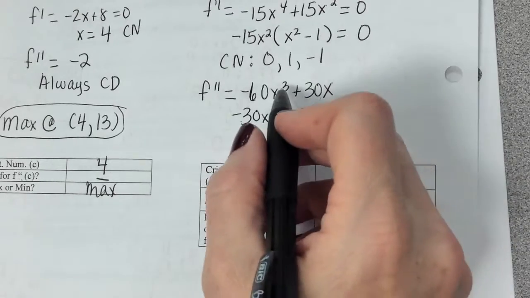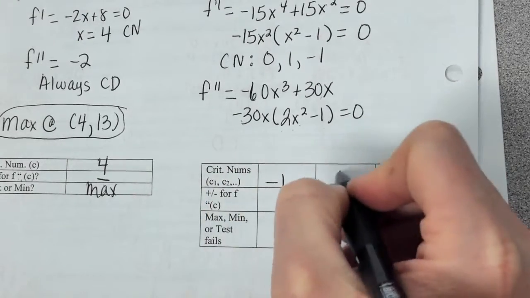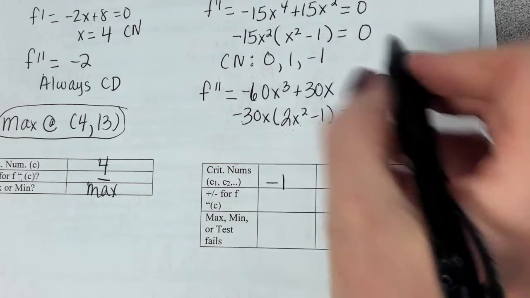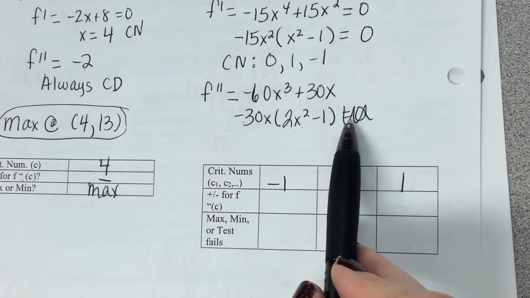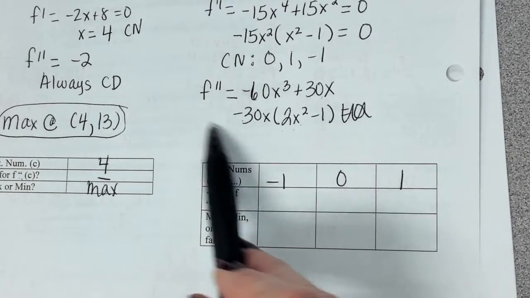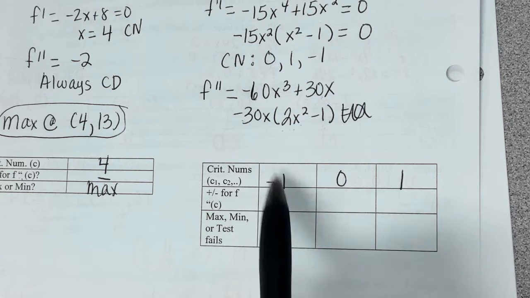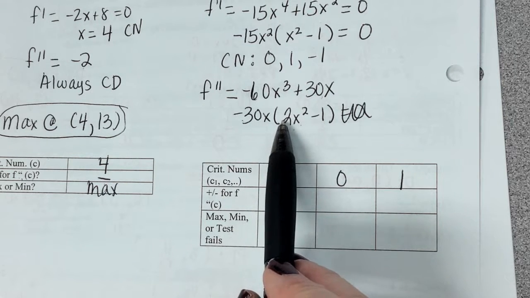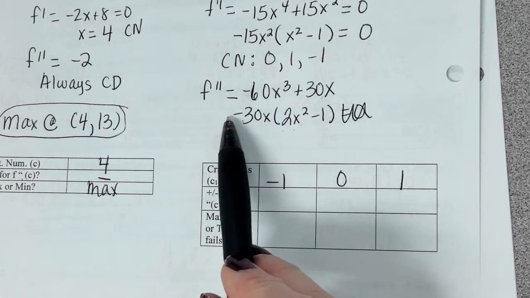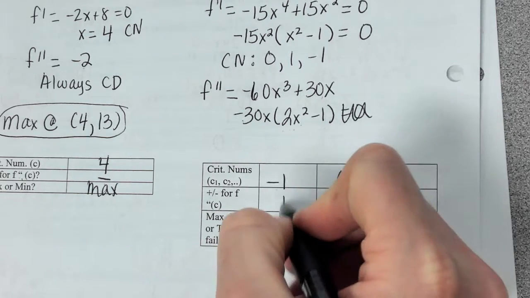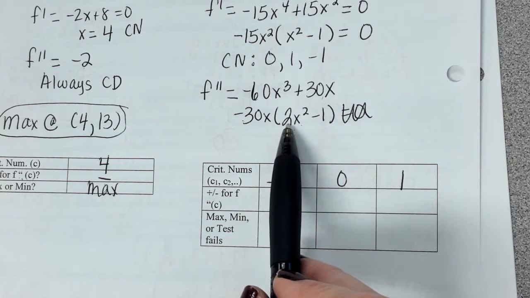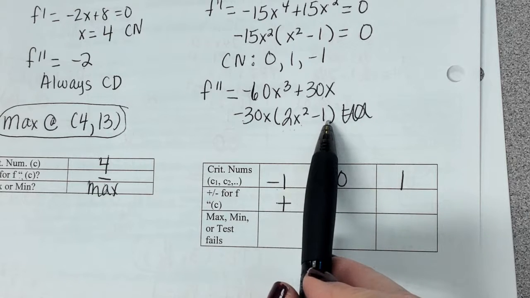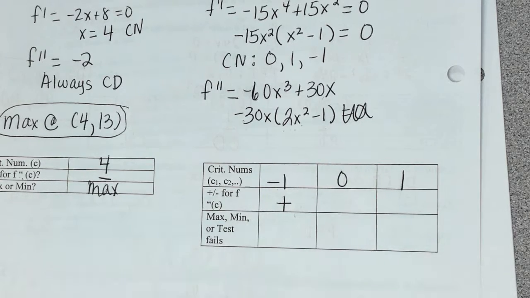So we now have to plug our critical numbers into our second derivative. I don't need to set this equal to 0. I'm sorry, I was thinking I was finding points of inflection. We're not finding points of inflection. So we have our second derivative factored, and we're going to plug in our critical numbers directly into it. Plugging in negative 1, I'm going to have negative 30 times negative 1, that's going to be positive, times 2 minus 1. So that ends up being a positive for sure.